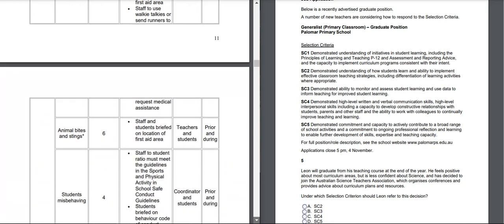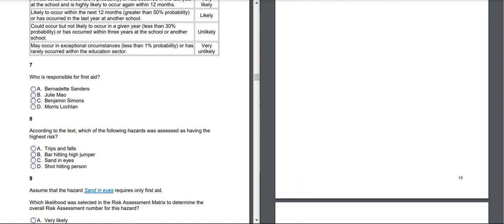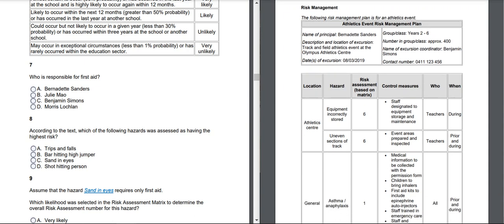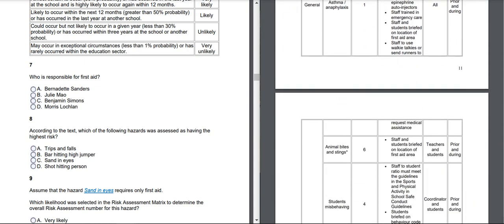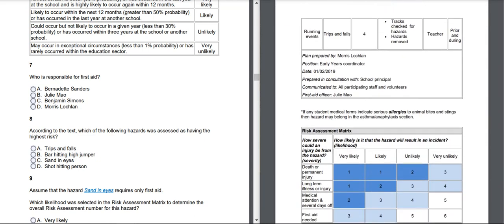Okay, so we now have a lot of tables to look at. We'll go all the way down to question 7. Who is responsible for first aid? So we'll see if there is anything about first aid. So a lot of information, a lot of information, a lot of information. This is the man who made it. This is his position. This is when he did it. He did it with consulting with the principal. Communicate to everybody. First aid officer, Julie Mao. B. That easy. That is our first aid officer.